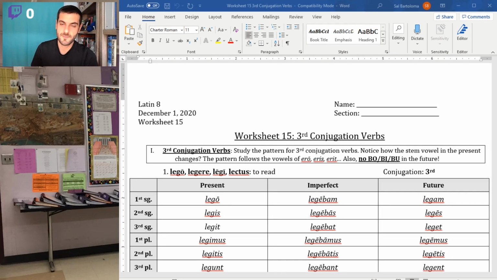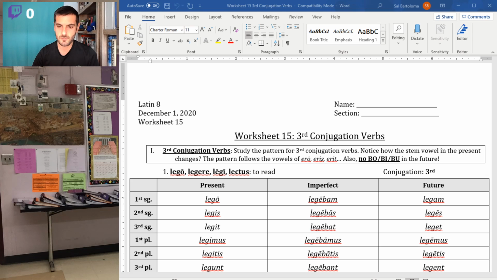Welcome to Worksheet 15. So we're talking about third conjugation verbs today. If I haven't seen you in class yet, you may want to take a look at the slides before you try this worksheet, particularly the slide on third conjugation and how it works. So we're just going to do a quick little review.